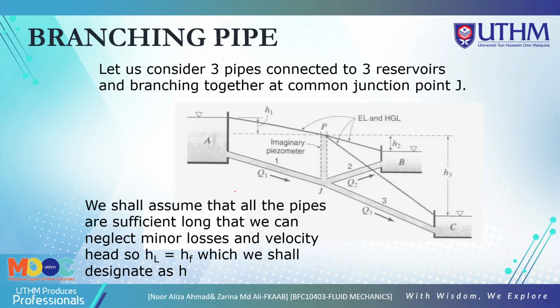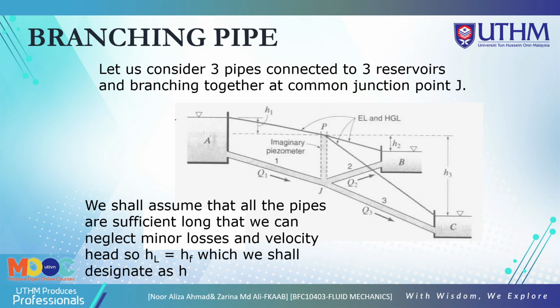So now we look at the branching pipe. Branching pipe is based on pipe parallel and pipe series, and also Hardy Cross. So let us consider three pipes connected to the three reservoirs and branching together at a common junction point J. From the tank A, the water flows to pipe 1 here and pipe 2 here and also pipe 3.